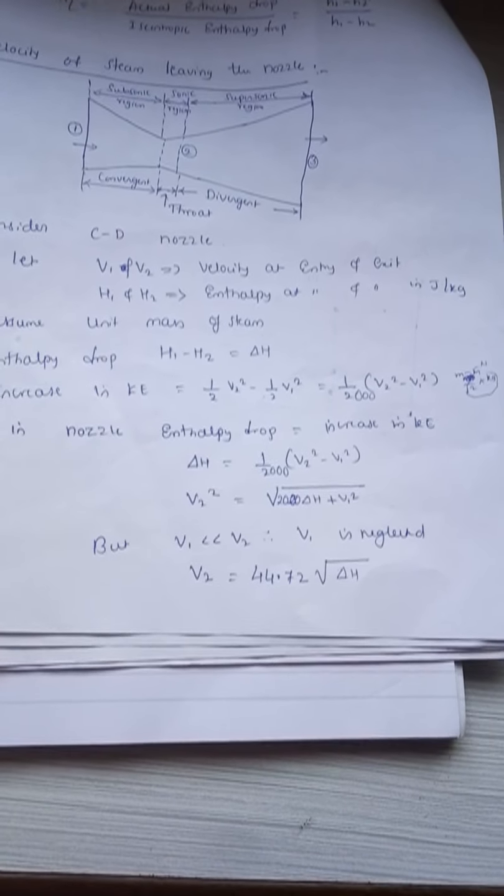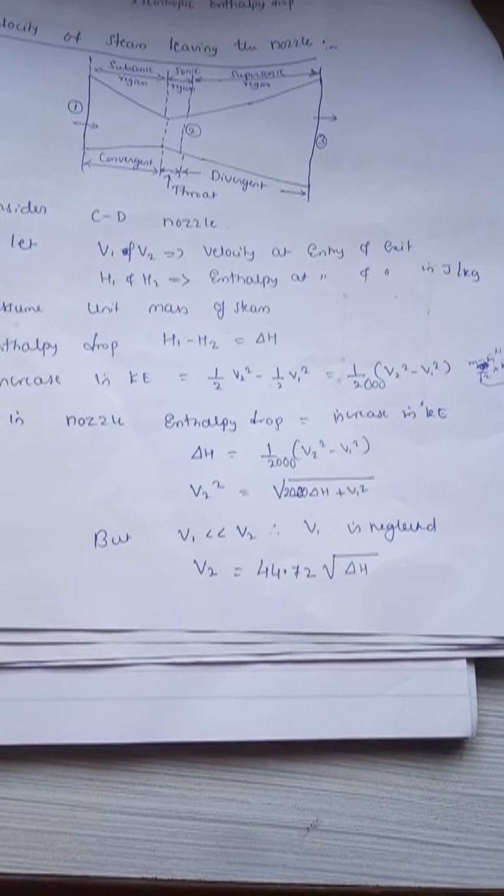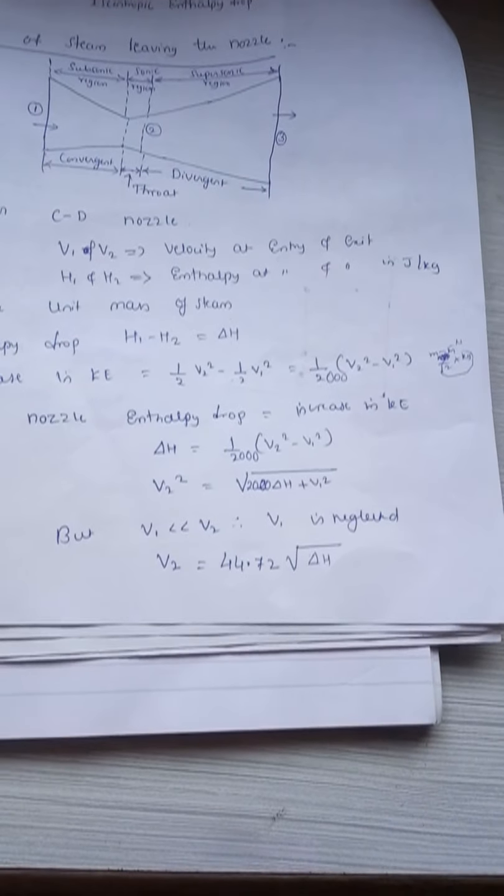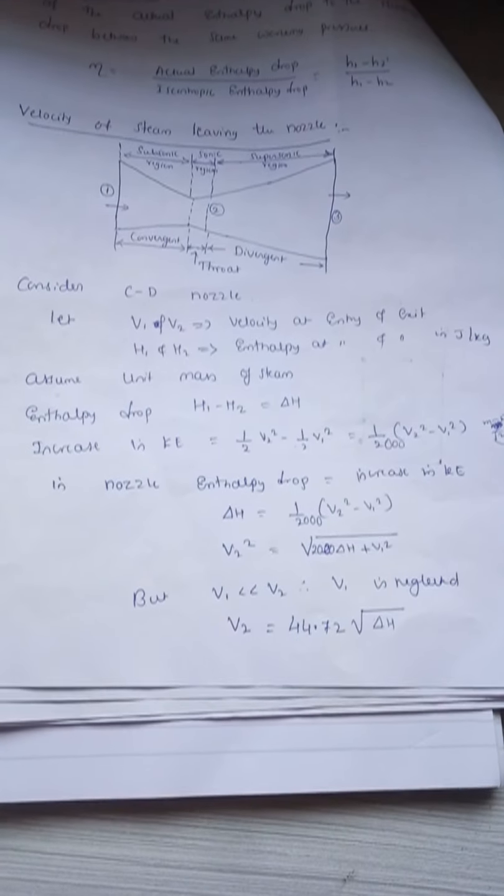How much is it increasing? We know that kinetic energy is half mv square. So kinetic energy is equal to half m, we are considering 1, so I will not write m. So 1 by 2 into V2 square minus V1 square. Considering the units, it will become 1 by 2000 into V2 square minus V1 square. We have to make an energy balance here: the nozzle enthalpy drop will be converted into the increase in kinetic energy. So delta H is equal to 1 by 2000 into V2 square minus V1 square.